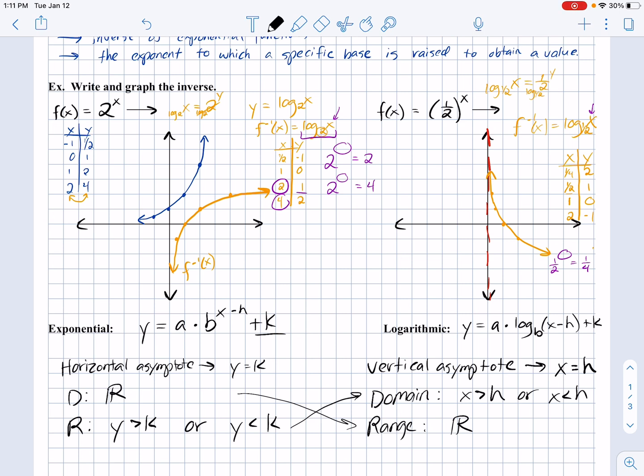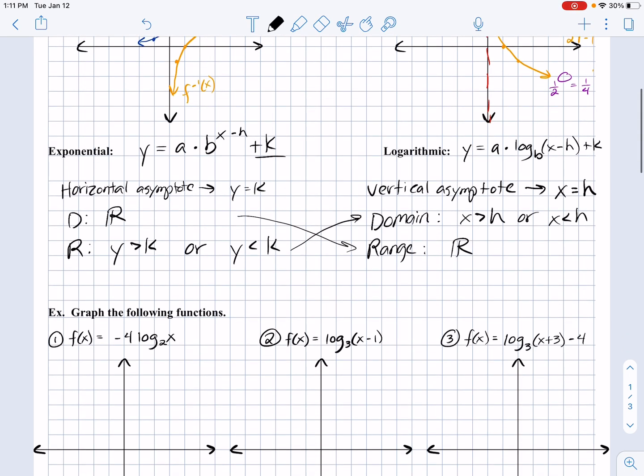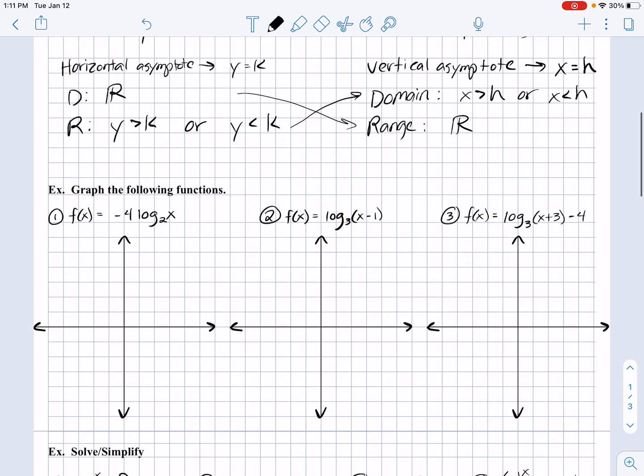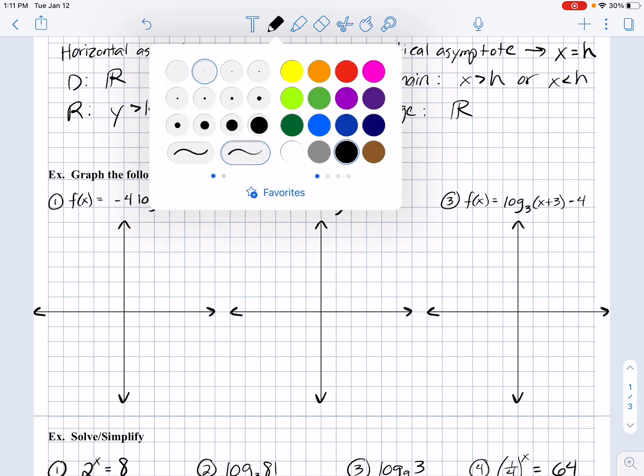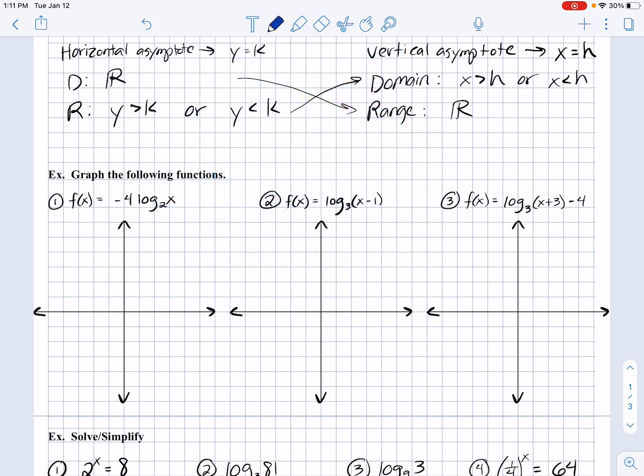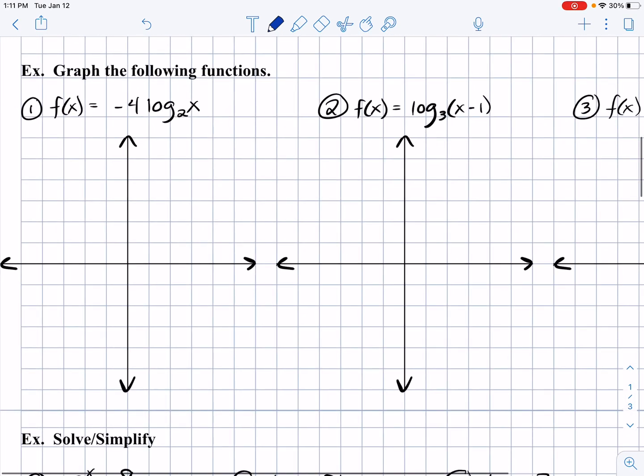All right, let's go graph these down below. Let's do some examples. And the way I'd like you to graph log functions is I'd like you to graph them in transformation form. Okay, I'd like you to know how to graph these. We can do these without a calculator. And when I mean transformational form, I mean, we're just going to graph the parent function.